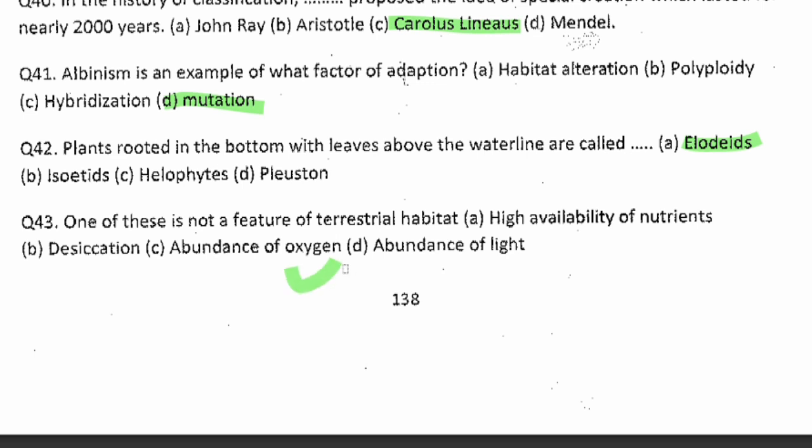That one is not the wrong answer because the question says which is not. Abundance of light. Yes, there is light. You are left with two options now. High availability of nutrients, and desiccation, drying out. So what are we choosing now? The answer is actually desiccation. It's not a feature of terrestrial habitats. All right, so move on.